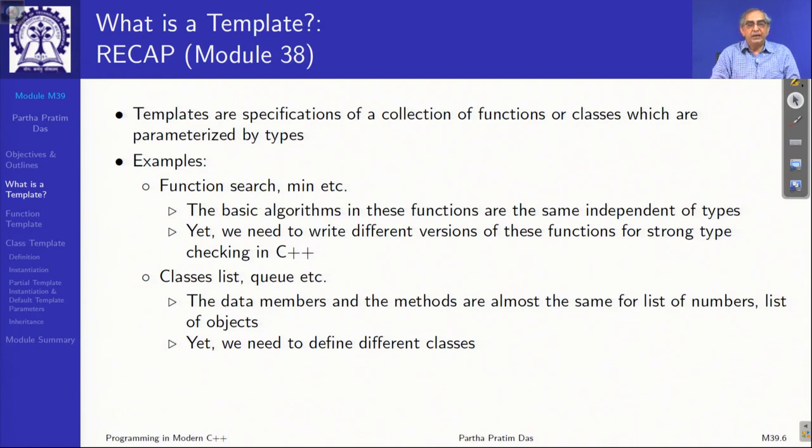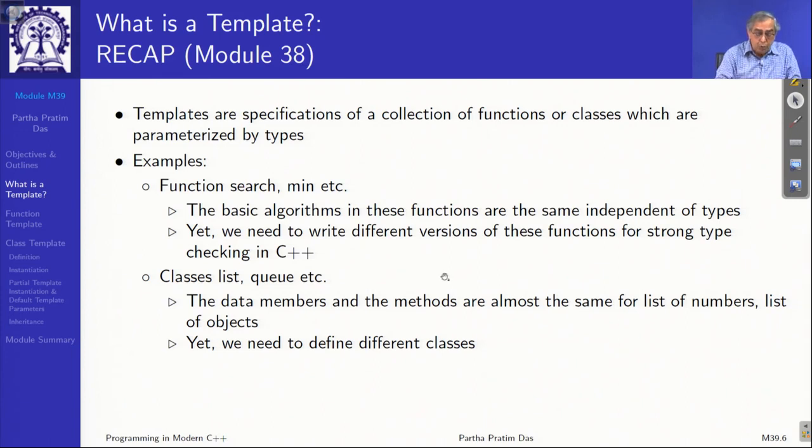Similarly, we can have classes, primarily used for supporting data structures, containers most often, like lists, queues, stacks, etc., where data methods and data members are almost the same for all, say, list members, all kinds of stacks, but the element types do differ. So, we need to define different classes.